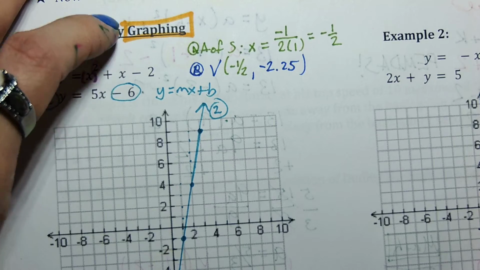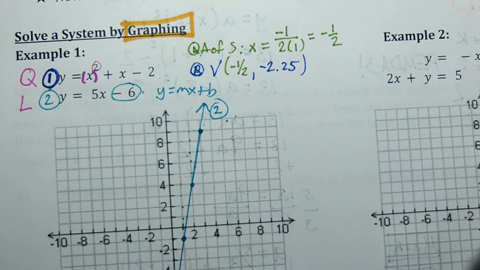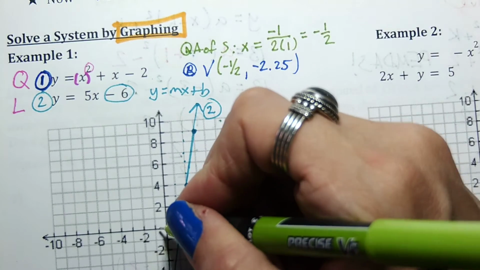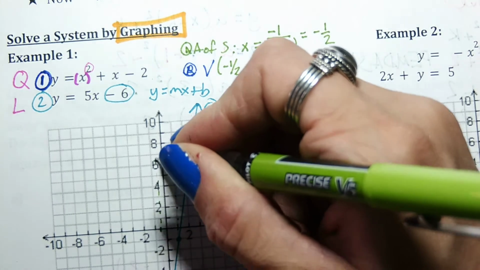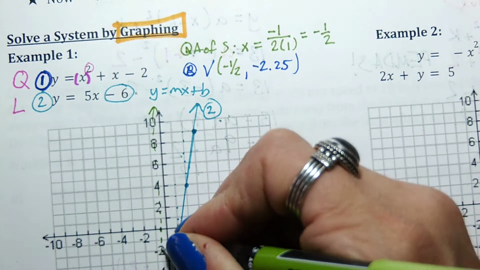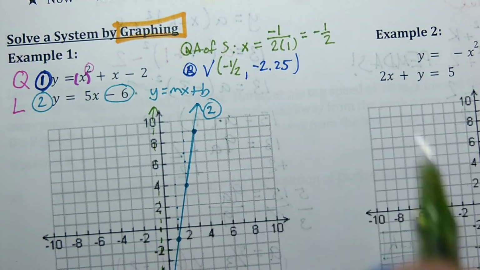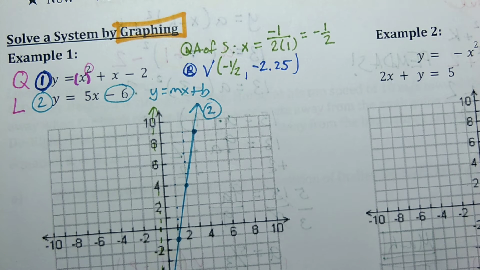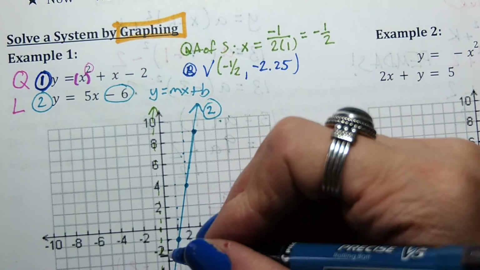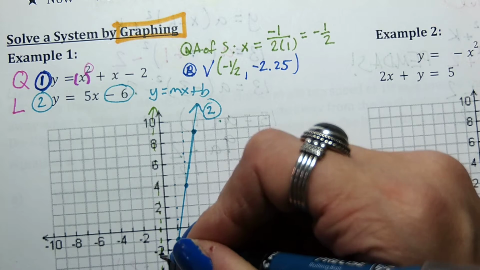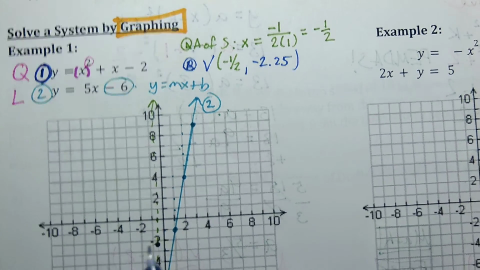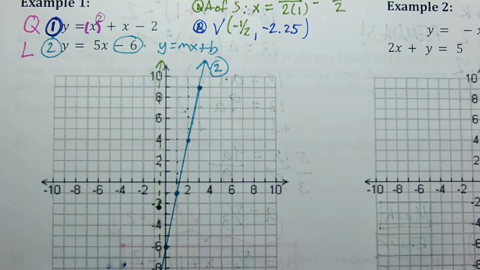So let's go ahead and plot what we know so far. Our axis of symmetry is at -1/2. There's -1/2. And then our vertex is at -1/2, down 2 and a titch. So there's my vertex right there.